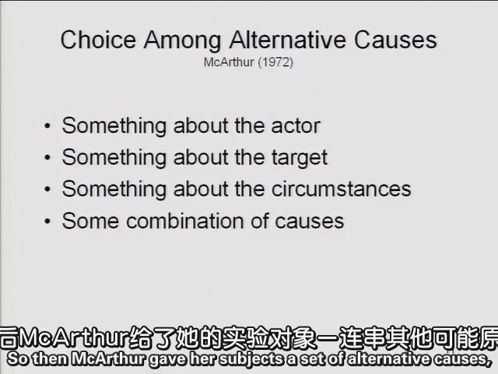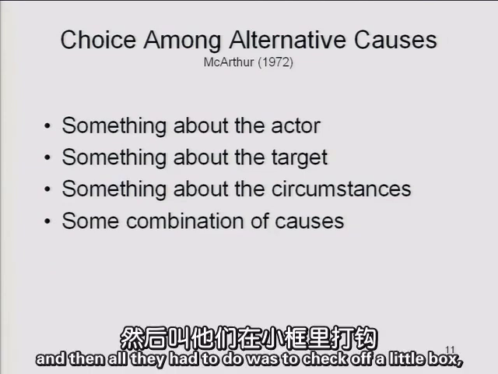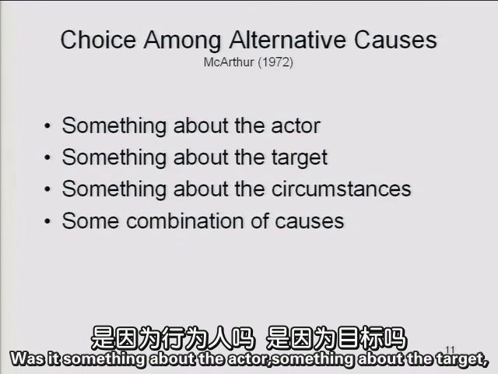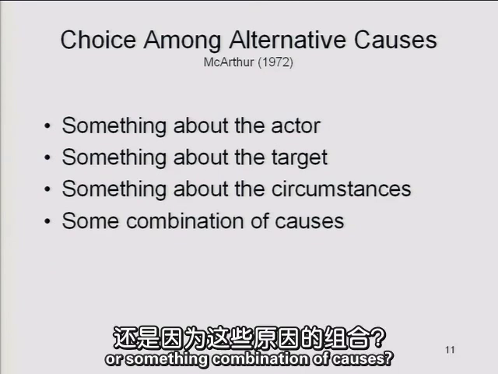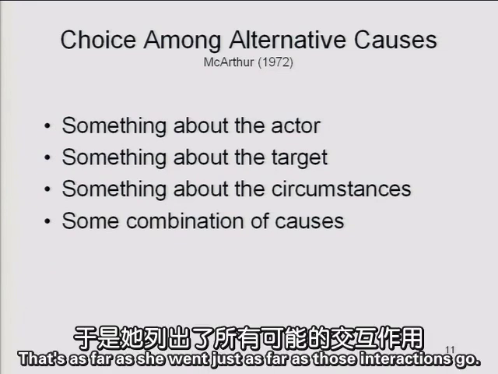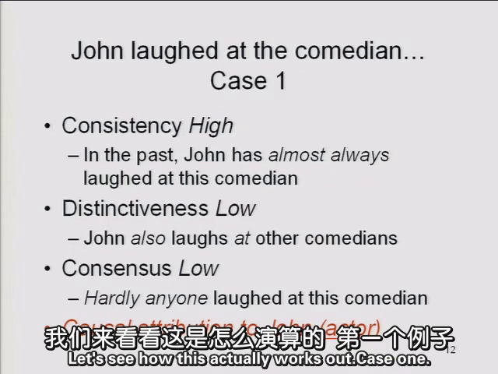Okay, so then MacArthur gave her subjects a set of alternative causes. All they had to do was check off in a little box, why did John do this? Was it something about the actor, something about the target, something about the circumstances, or some combination of causes? That's as far as she went, as far as those interactions go. Let's see how this actually works out.